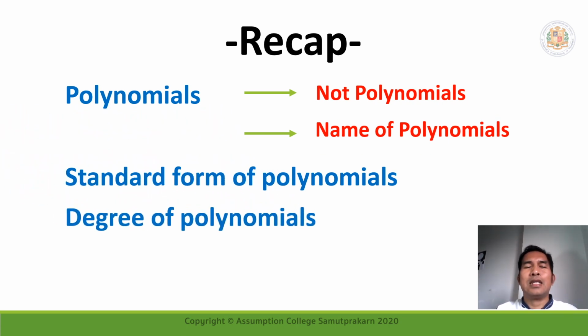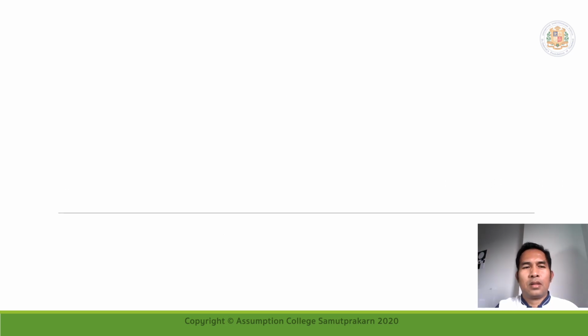Next, we have the degree of polynomials. The degree of a polynomial is based on what? The highest exponent. So if the highest exponent is 5, therefore the degree is 5. It depends on the highest exponent among the terms of the polynomial. Okay, now we will go to lesson 2.